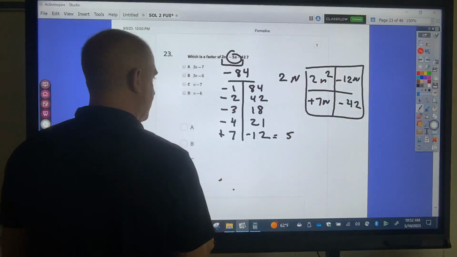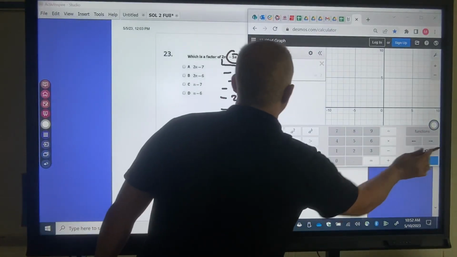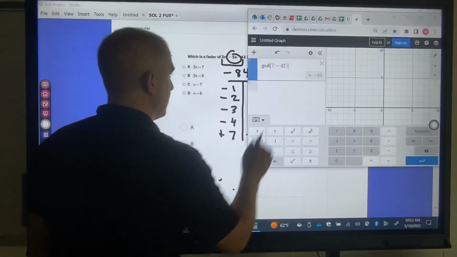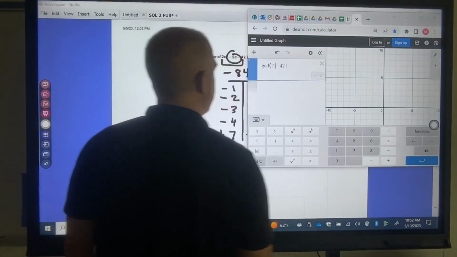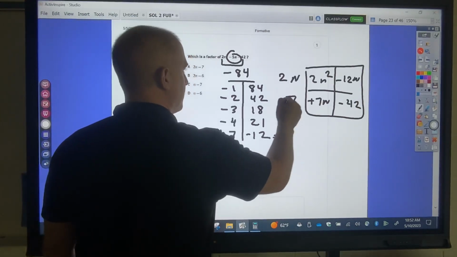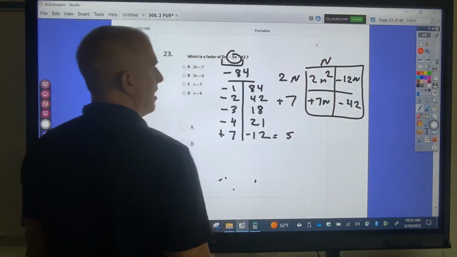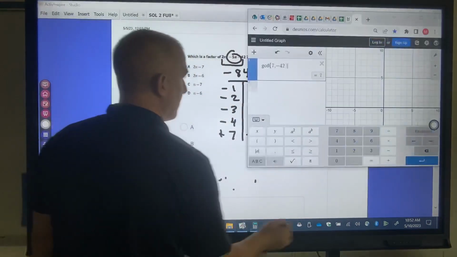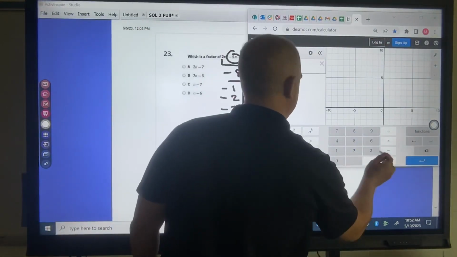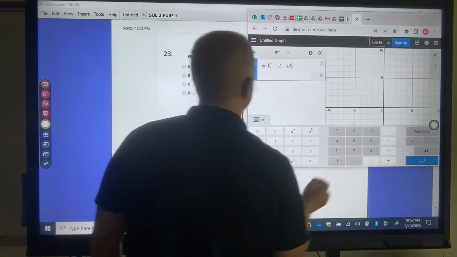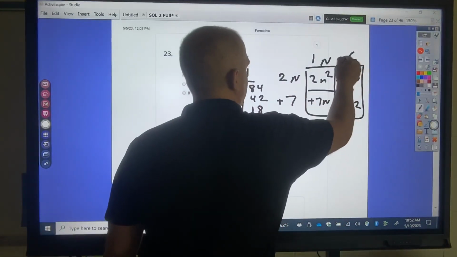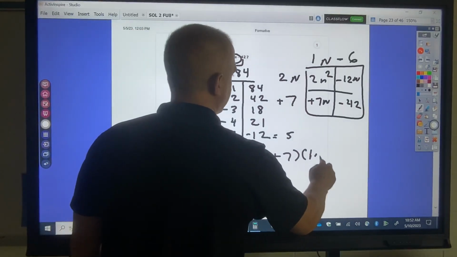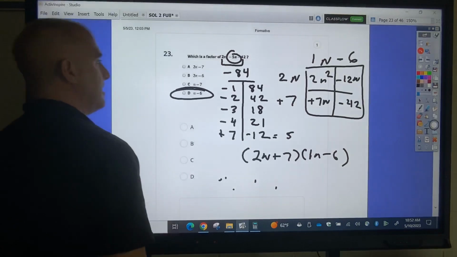The GCF of 7 and -42 is, whoops, I didn't put the comma in there. That was bad. Okay, it's 7. And since that's a plus, these both have an n. This one will be a 1n. GCD of -12 and -42. You might want to type that one in because that could be a little bit complicated. All right, that's going to be 6. Since there's a minus there, that's a minus. So my factors are 2n plus 7, 1n minus 6. Okay, and that answer would be D.